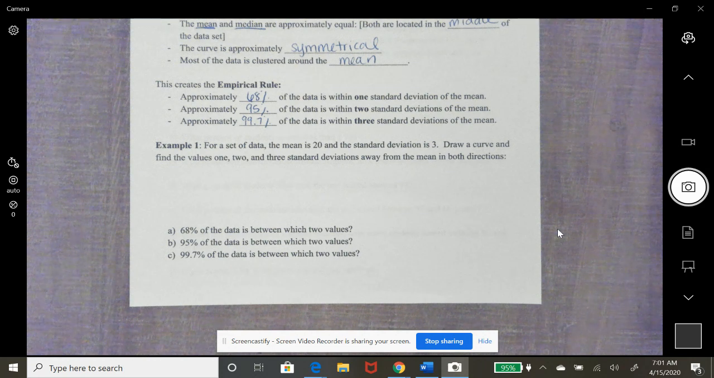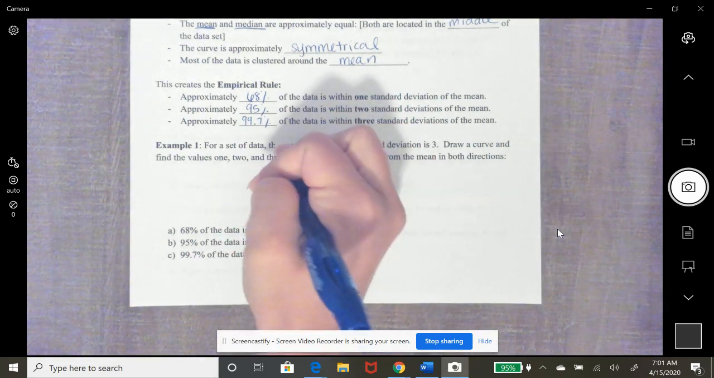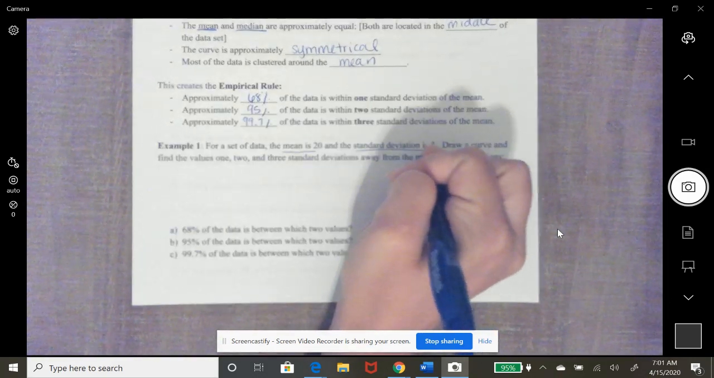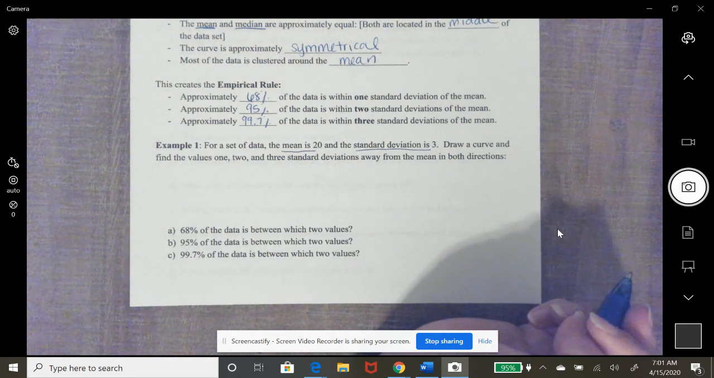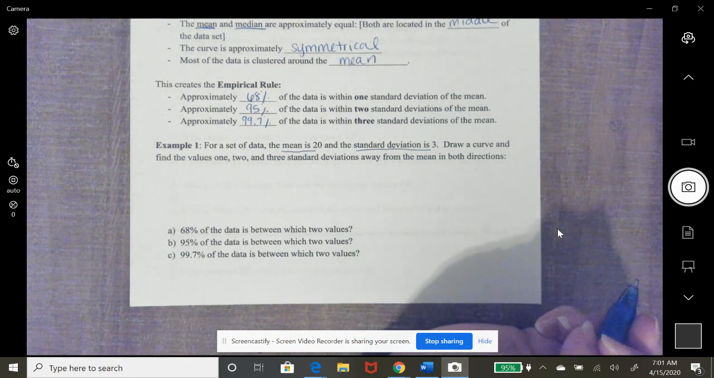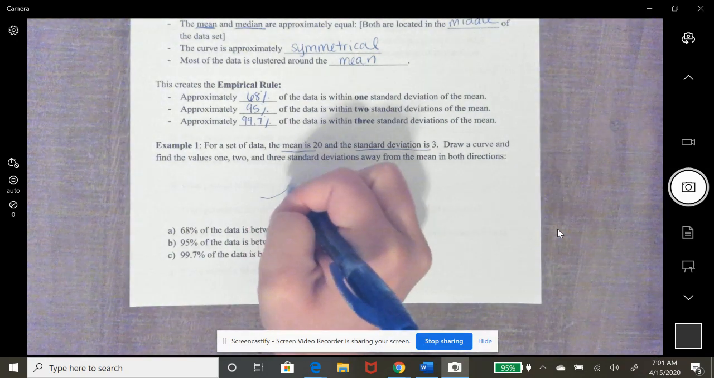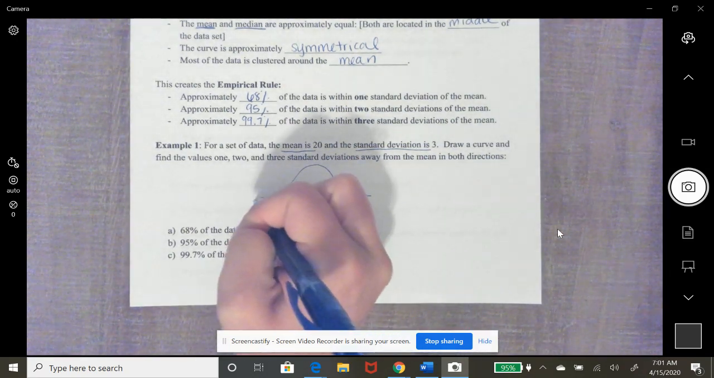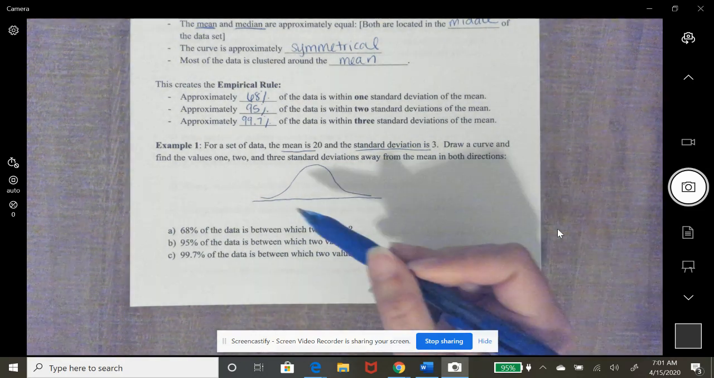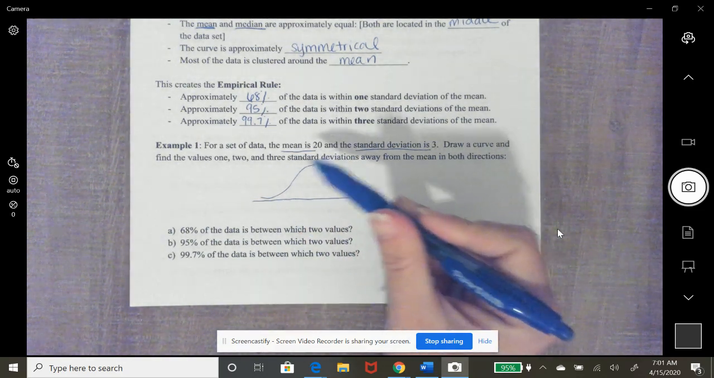Okay, and we'll see what that looks like on this example here. For a set of data, the mean is 20 and the standard deviation is 3. It says draw a curve and find the values 1, 2, and 3 standard deviations away from the mean in both directions. So you'll see a lot of curve drawing in the next couple lessons.